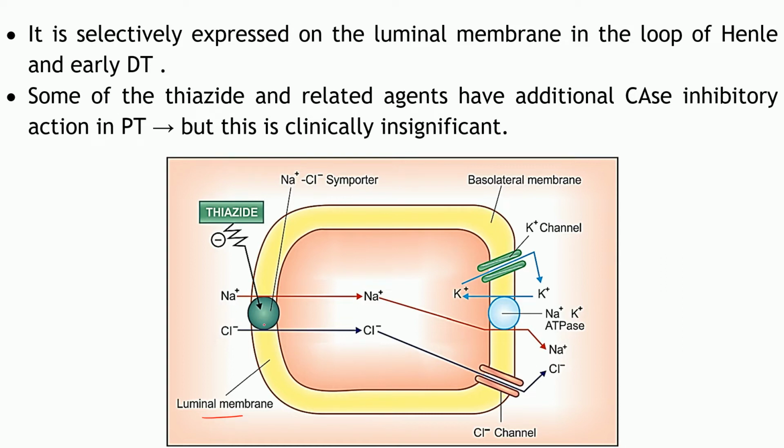So this transporter is basically expressed on the luminal membrane of the loop of Henle and the early DT. So this is where exactly the transporter is inhibited. Apart from that, the thiazides and the related agents also have an additional mechanism of action, that is by inhibiting the carbonic anhydrase enzyme in the proximal tubule. Okay, but this action is clinically insignificant. The main mechanism of action is this one, inhibition of this transporter, the sodium chloride symporter.